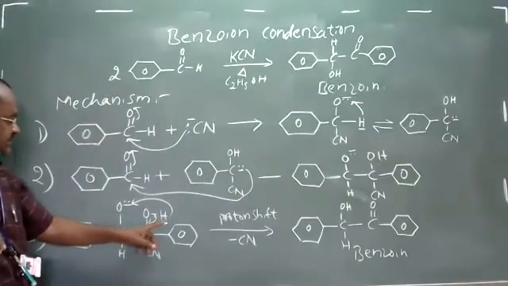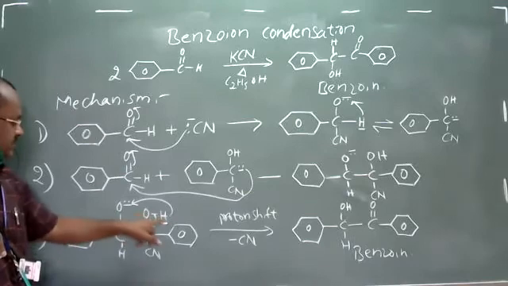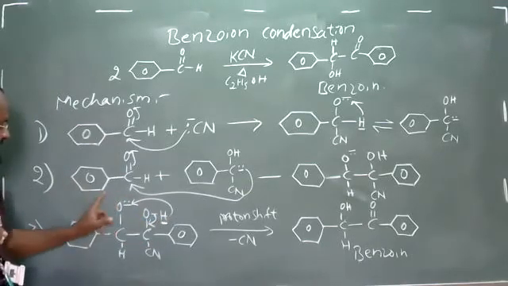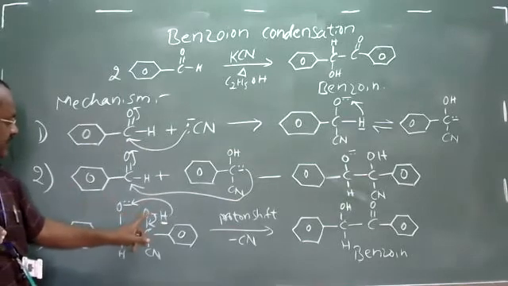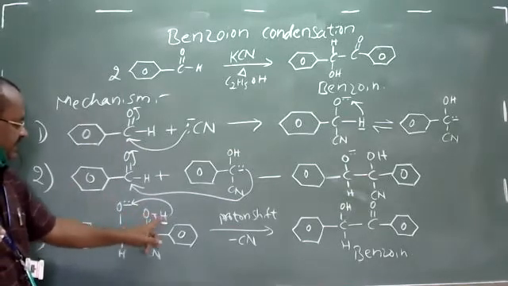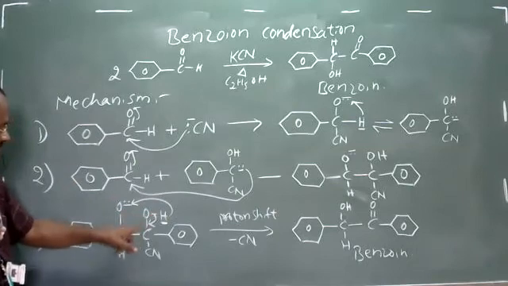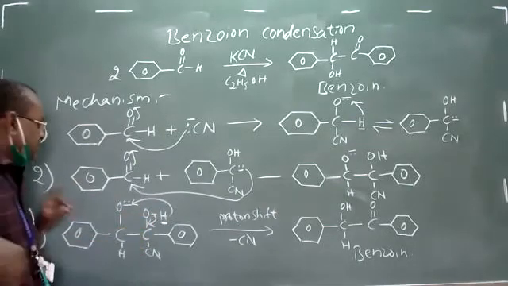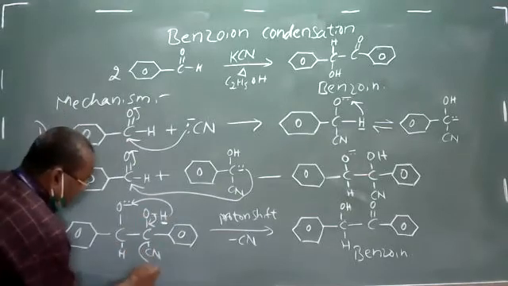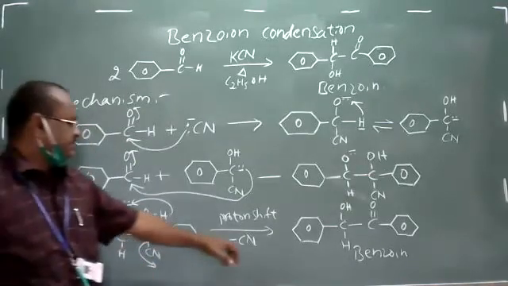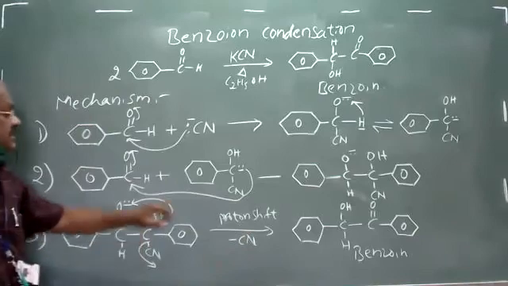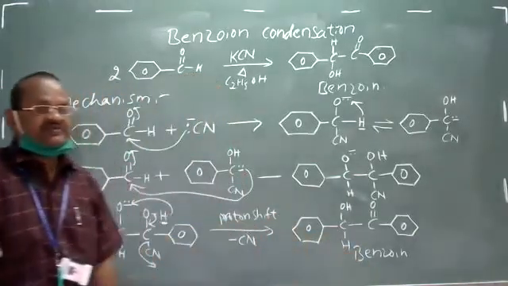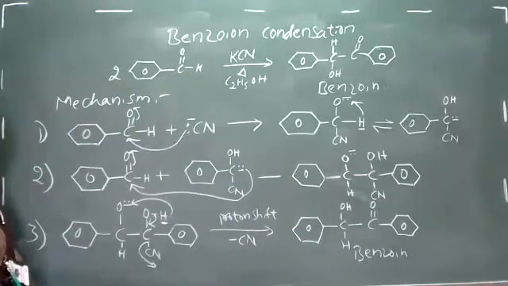So thus proton shift takes place. The proton from the hydroxy group goes to an oxide ion to stabilize this. So when it does so, the bond electrons between oxygen and hydrogen will move towards the oxygen-carbon to form a pi bond, double bond. When it forms this, it will eliminate the cyanide ion as a base. Thus ultimately benzoin is formed. This reaction is known as benzoin condensation.